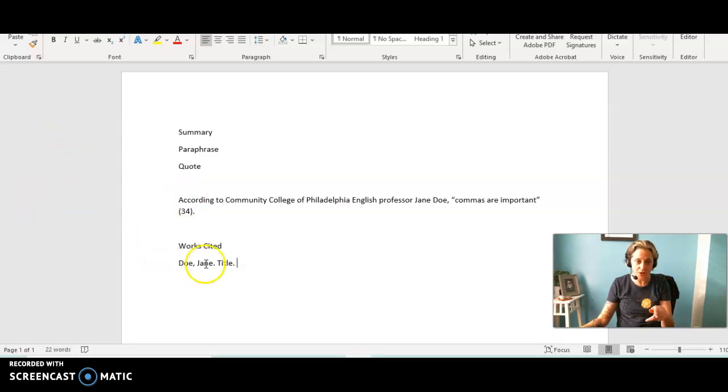I go through the list. Oh, Jane Doe, her book, the title of it. Commas are wonderful, right? And then if I get that book and I go to page 34, I should be able to find this quote. So that's what we do, right? When we're using sources in the body of the paper, we want to cite them using a signal phrase, right? Which tells us who the author is.